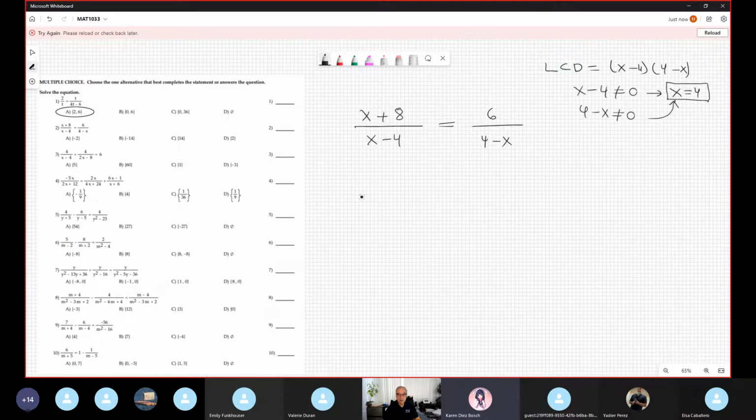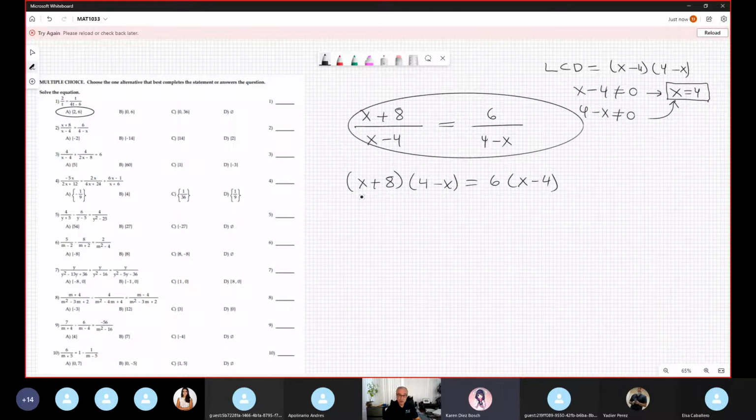Now ready to apply cross multiply. You multiply x plus a times minus x, this times this, and 6 times x minus 4. Okay, the important thing I want to illustrate is that this equation and this equation are not 100% equivalent.